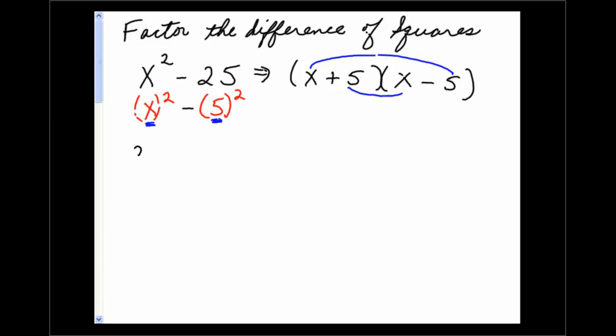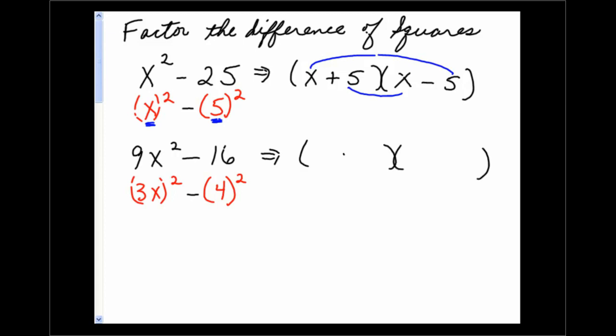Next example is 9x squared minus 16. 9x squared is a perfect square for 3x. 16 is a perfect square for 4. So this will factor to the two binomials, a sum and a difference. The first term will be 3x in the binomials, and the second term in the binomials will be the 4.